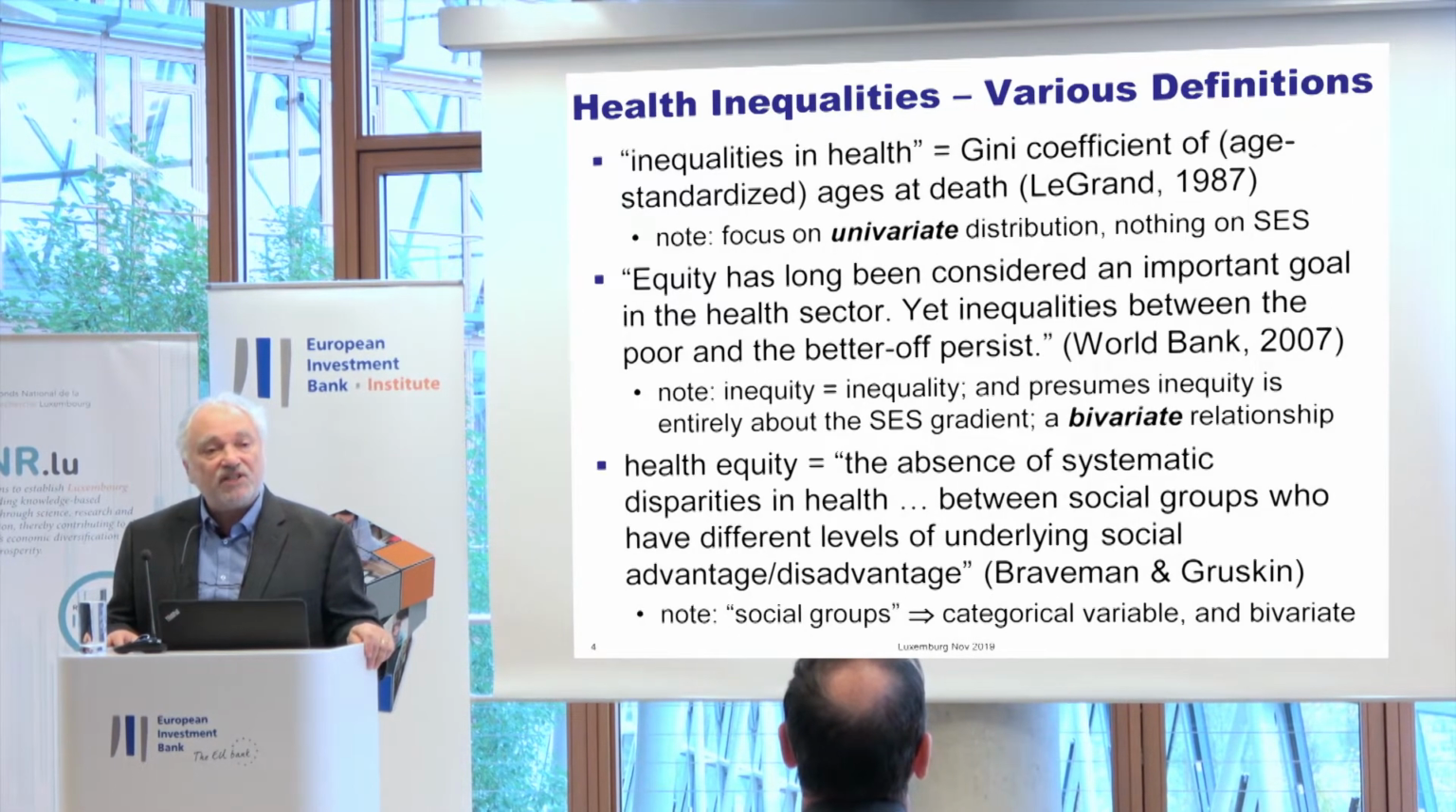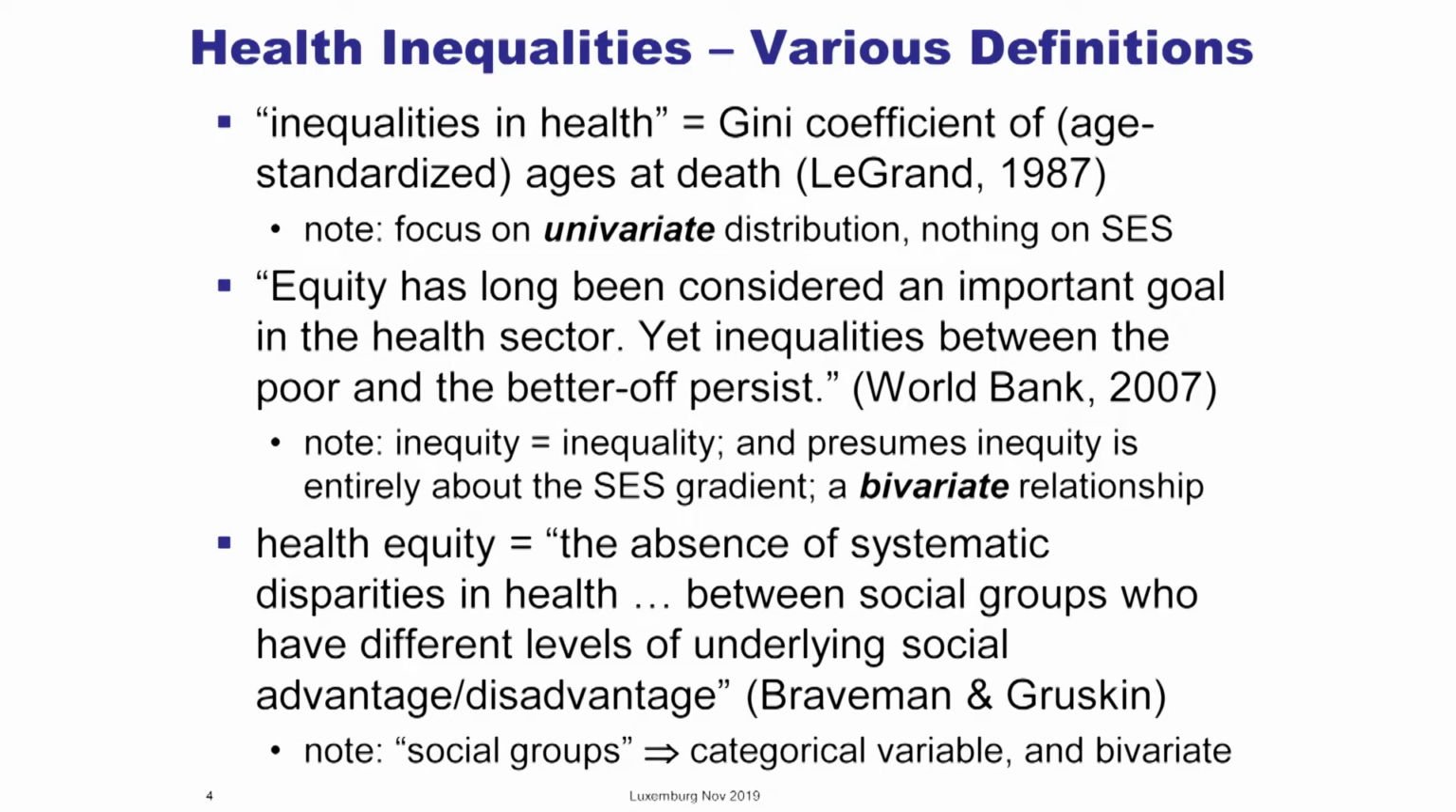So there are various definitions of health inequalities. I think one of the earliest was Julian Legrand looking at life tables and the survival curve and saying, if everybody died at exactly the same age, there would be no health inequality. Let's call that a univariate approach to health inequality.